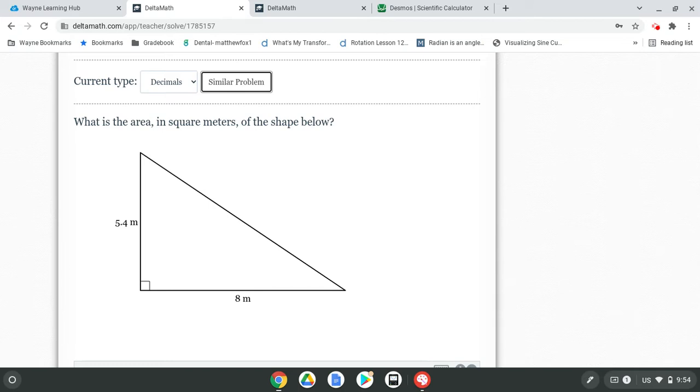So we need to remember there are two things we need to be able to find. We need to be able to find the area of this triangle, and then eventually we'll need to be able to find the missing side so that we can find the perimeter of the triangle.